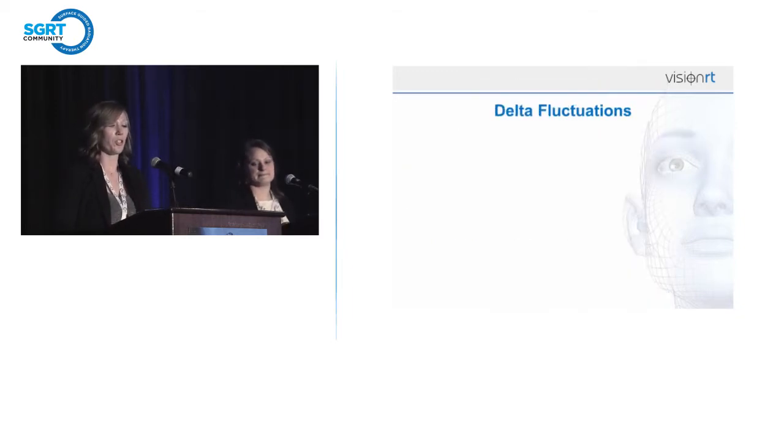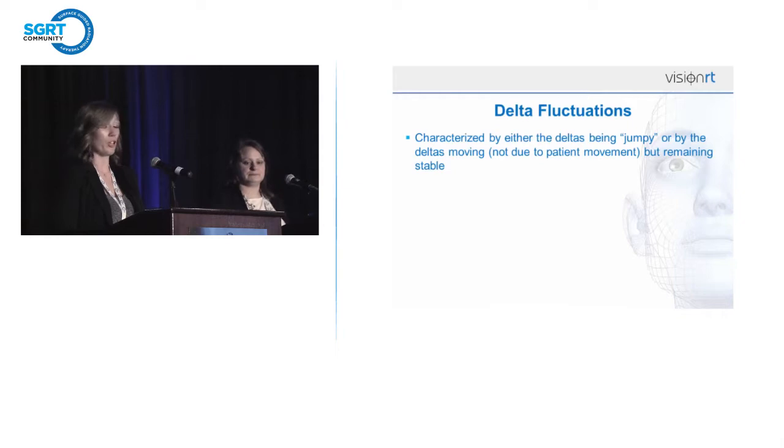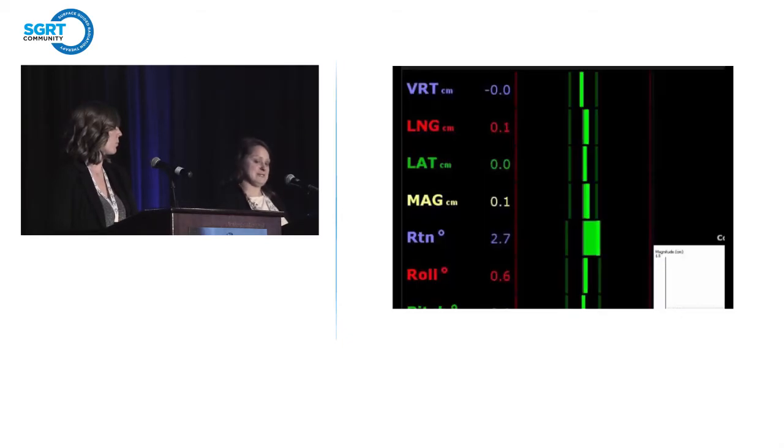Delta fluctuations are characterized by our deltas either being jumpy or by the deltas moving, not due to patient movement, but remaining stable. So I'm going to just show a quick video of what we consider to be jumpy deltas. And the reason that we show this is that we want to make a difference between jumpy deltas and the deltas moving but becoming stable. So we see the deltas jumping on that video.